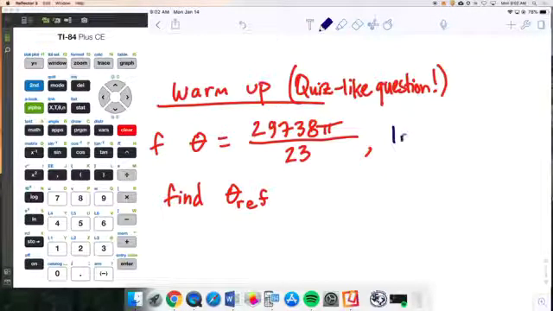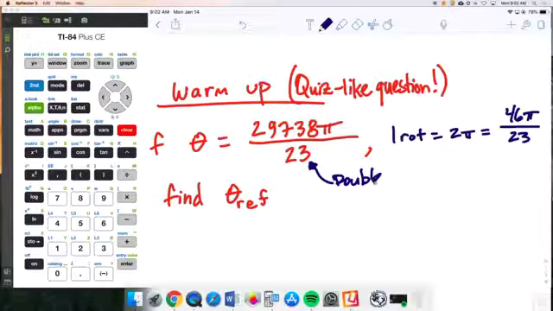So one rotation is equal to 2 pi radians, and in terms of 23rds, that's 46 pi 23rds. So whenever you have an angle like this, all you have to do is double, as we said the other day, Friday, the denominator. And that tells you it takes 46 of those pi 23rds to make it around one time.